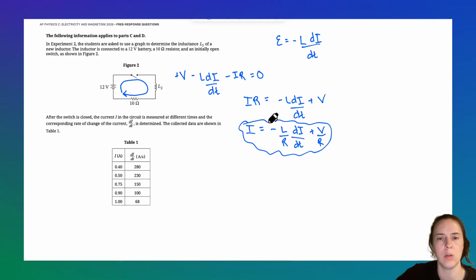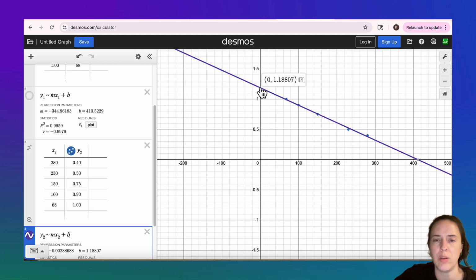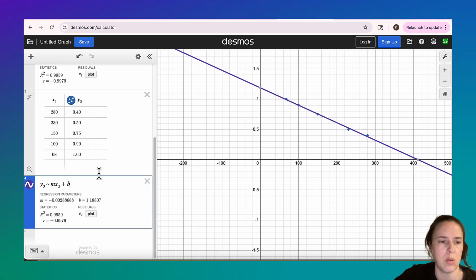Okay, so if we switch those, V was 12, R is 10. If we double check, we should have 1.2. That's about what it is. Awesome. And that's nice and linear. Great. So our slope in that case is going to be that.